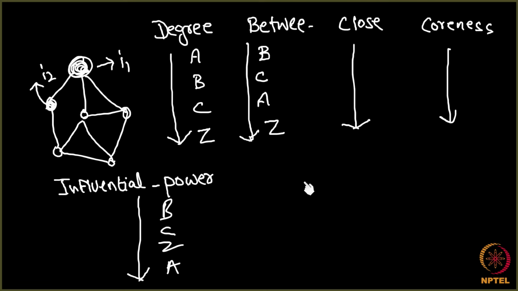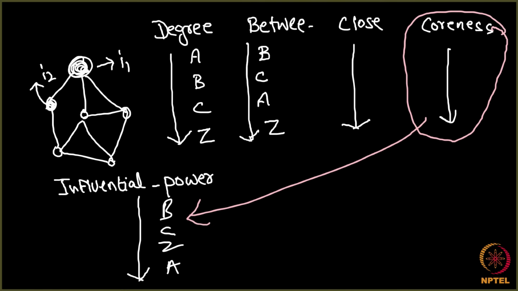Then we'll compare these lists. We'll see whether the nodes having the highest degree have the highest influential power, or the nodes having the highest betweenness have the highest influential power. And to our surprise, well, can't call it a surprise, but we'll see that actually the nodes having the highest value of coreness best define which are the most influential nodes in a network.